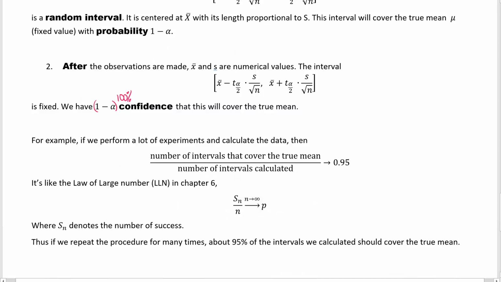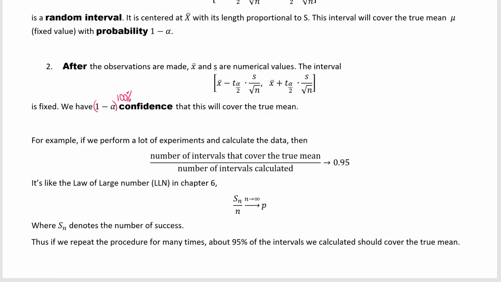For example, if we perform a lot of experiments and calculate data, then the number of intervals that cover the true mean over the number of intervals we calculate is close to 0.95. So this is what it means by saying we have 95% confidence that this will cover the true mean. It's like the law of large numbers in chapter 6. We talked about that example.